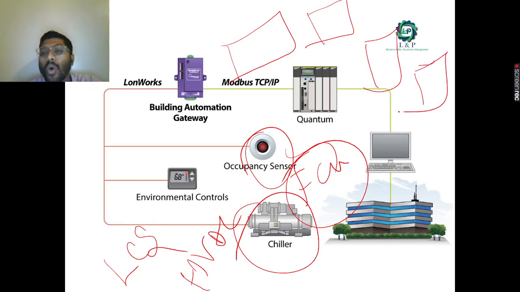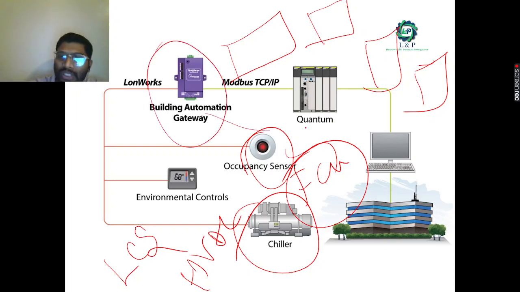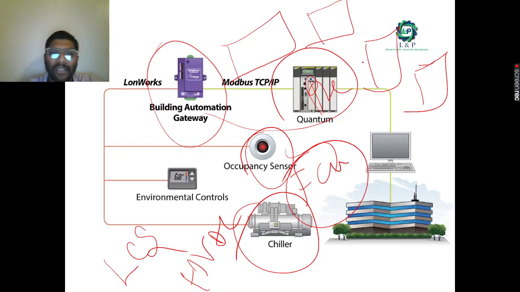So if you want to bring all the data into a single place, and if you want to establish communication with your PLCs, then you need the help of this device named the field server. This is also called a building automation gateway. They have special controllers.